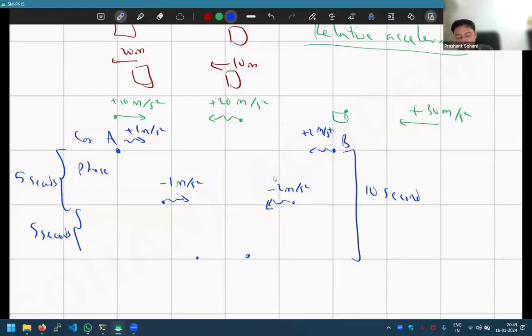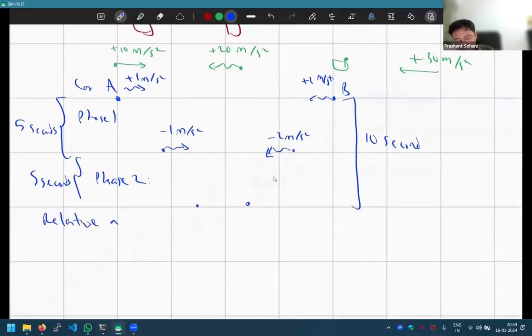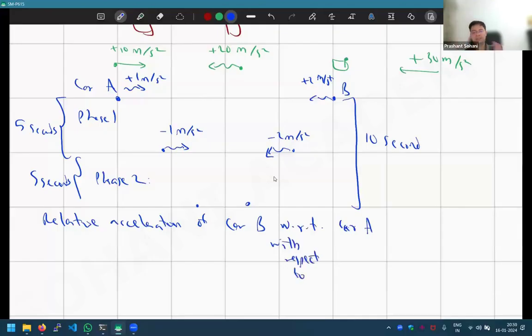Like if I call this phase 1 and phase 2, right? So in phase 1, what is happening? Both cars are approaching each other, so therefore the relative acceleration. What is the relative acceleration of car B with respect to car A? In other words, for somebody sitting inside car A, it will appear as if car B is accelerating at plus 3 meter per second square. Okay, so this is what is going to happen in phase 1.